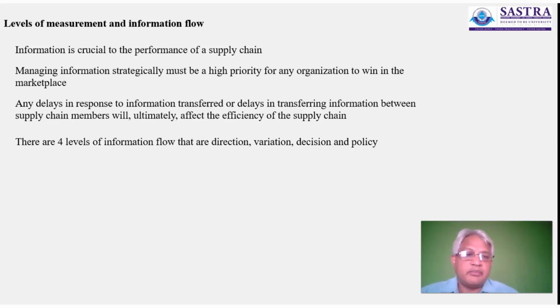So primarily we all know information is a very crucial aspect in the supply chain. It is not just collecting information, but also sharing information, because any delay in sharing the right information at the right time to the right person will ultimately affect the efficiency of the supply chain. In this manner, we have 4 different levels of information which gets collected in a company on a daily basis or a monthly basis. These are divided as direction, the first level of information, followed by variation, decision, and policy.